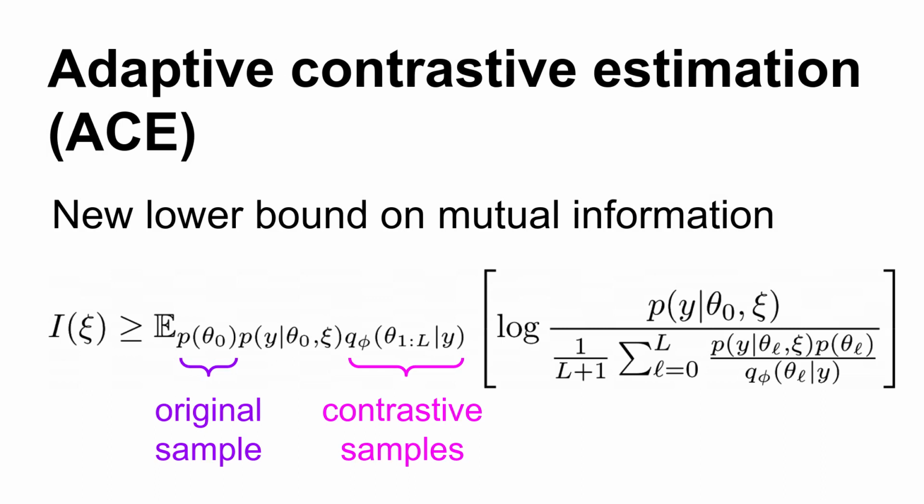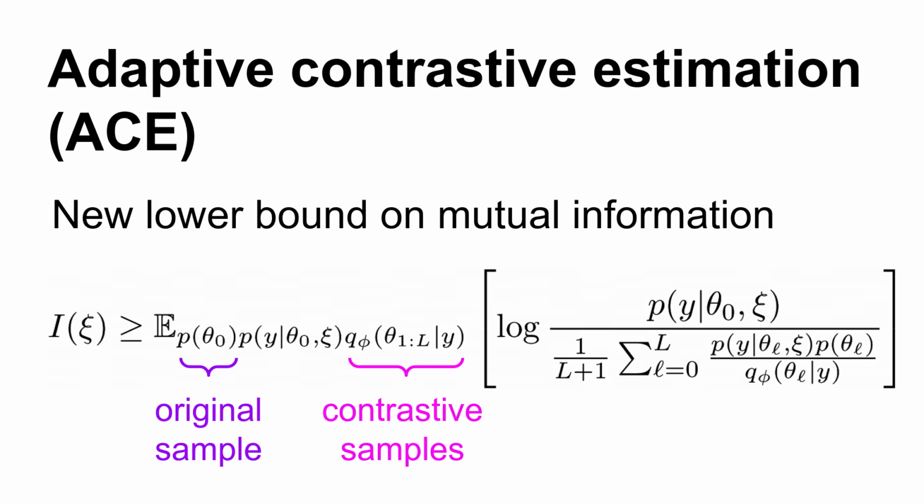So that's a new lower bound on mutual information. And you can see from its form, I have just substituted that equation from the last slide in place of the marginal likelihood. And we call this contrastive estimation to emphasize the connection to contrastive learning and noise contrastive estimation in machine learning. And we can see this sample theta 0, that's the original or true sample, and these other samples are kind of our contrastive samples.